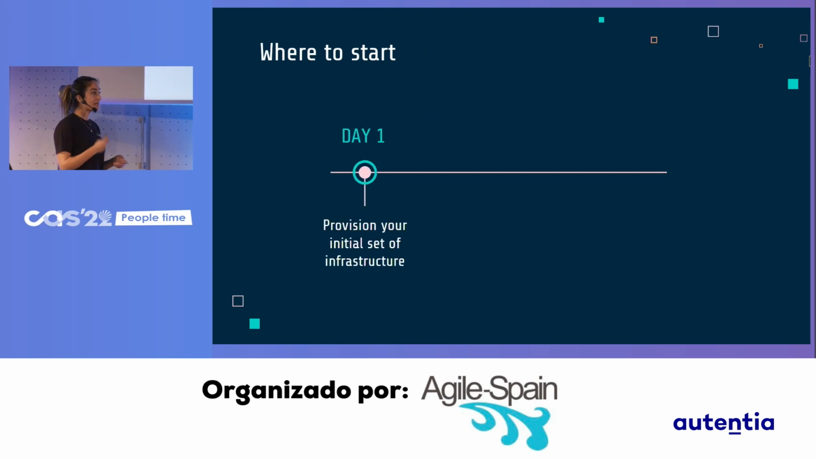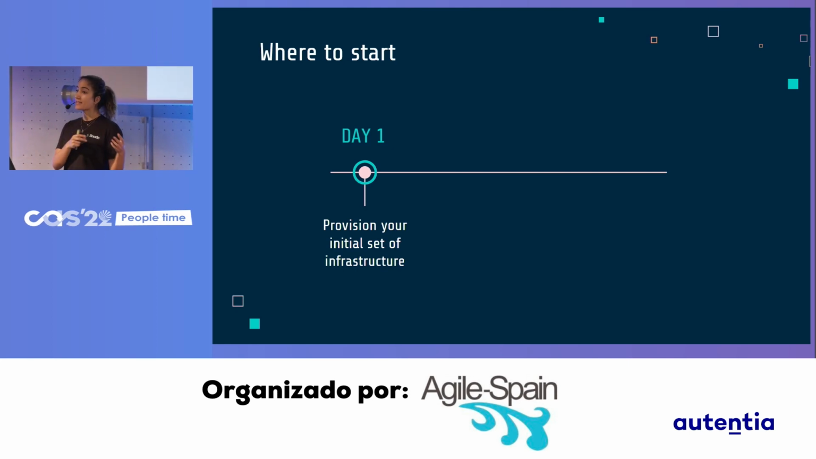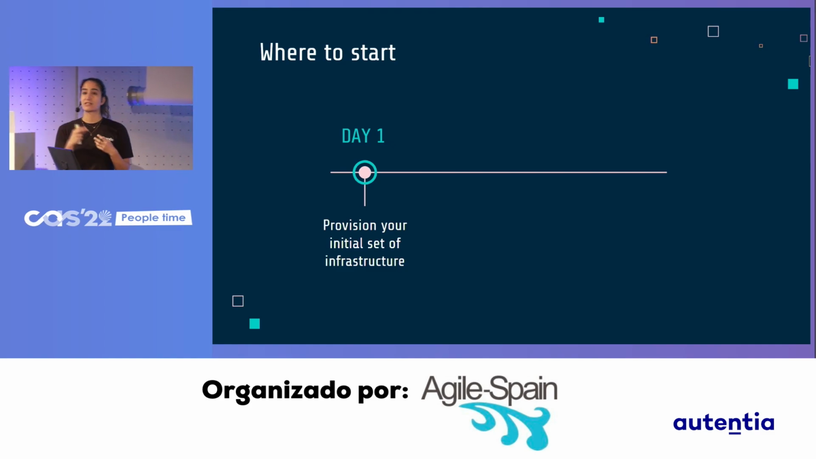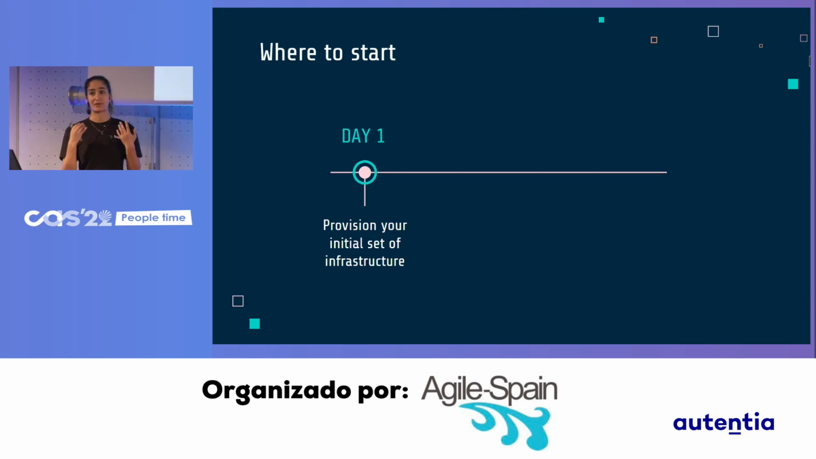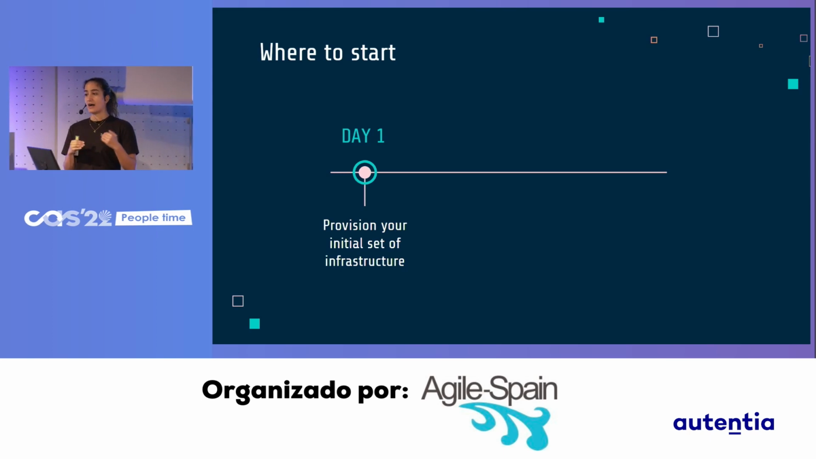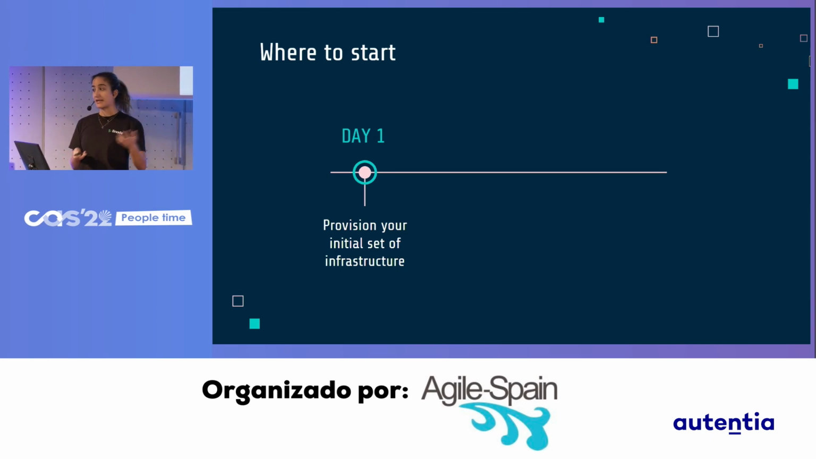So on day one, this is brand new, you don't have anything out there, you go from running nothing to running something. And so this is where you provision your initial set of infrastructure. So you describe what your desired configuration is, you write your configuration file. This is where you describe your desired state.